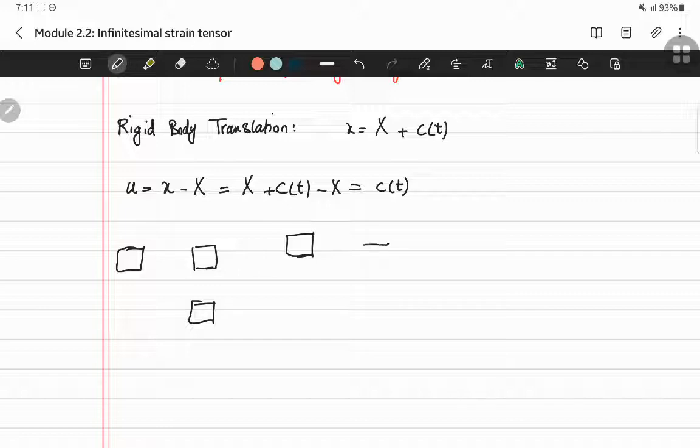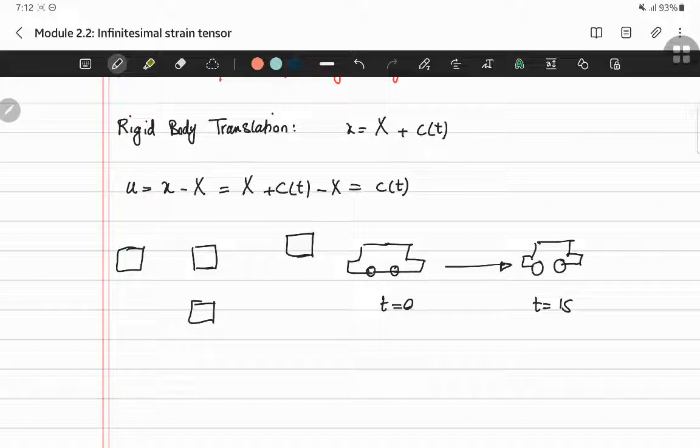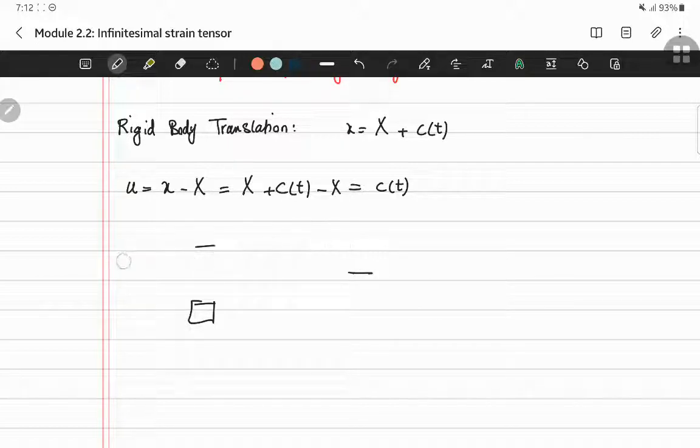Like if you remember, you had a car in dynamics, and you said that, okay, it translates: it starts at time equal to 0, and after time equal to 1 second, it is here. So basically it did not deform. It just translated from one configuration to another. All right. Then we have the rigid body rotation.